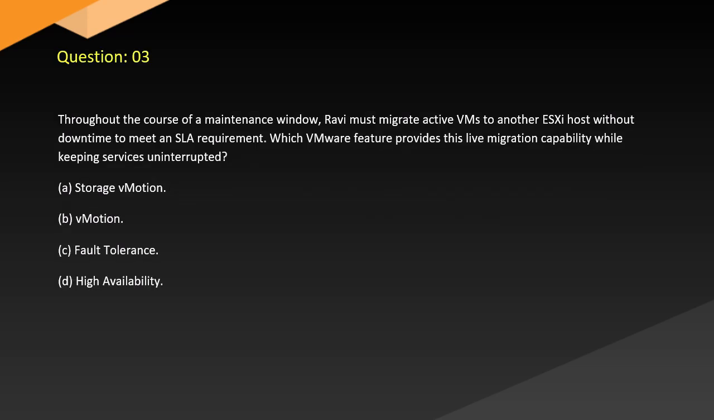Question 3. Throughout the course of a maintenance window, Ravi must migrate active VMs to another ESXi host without downtime to meet an SLA requirement. Which VMware feature provides this live migration capability while keeping services uninterrupted? A. Storage vMotion. B. vMotion. C. Fault Tolerance. D. High Availability.